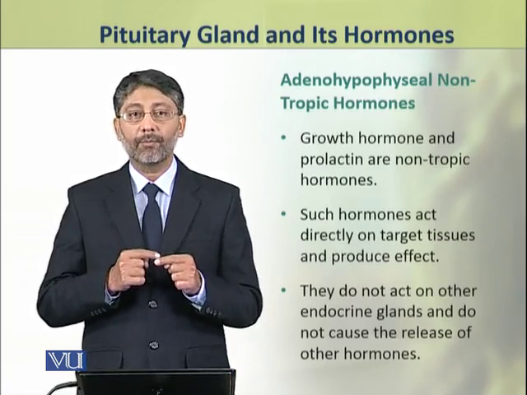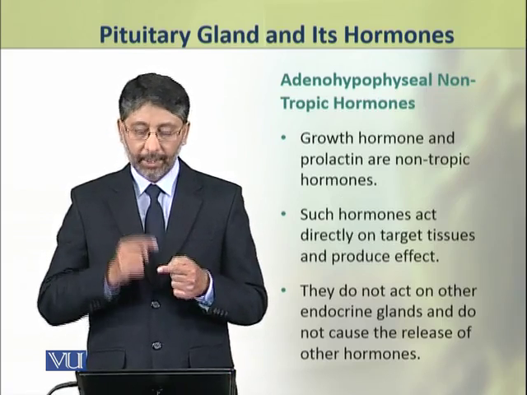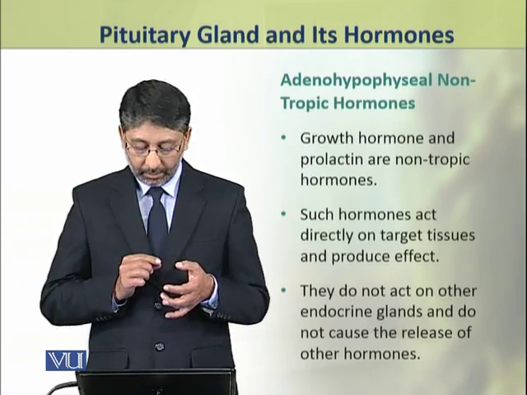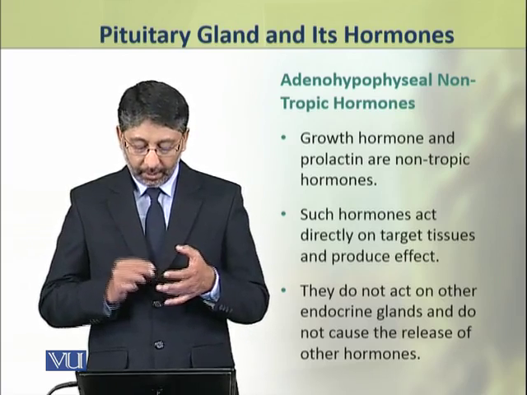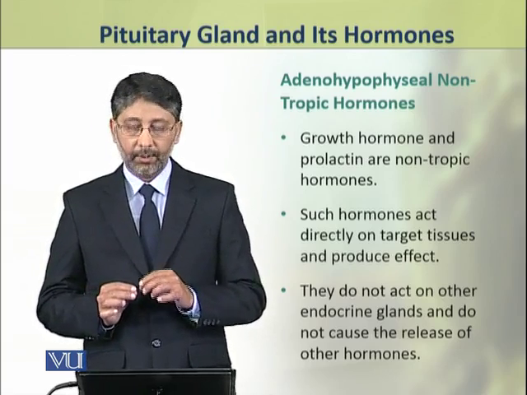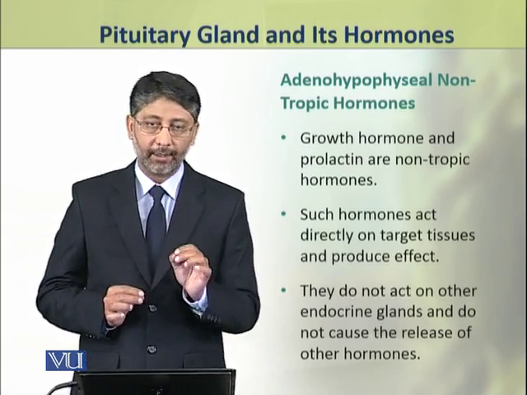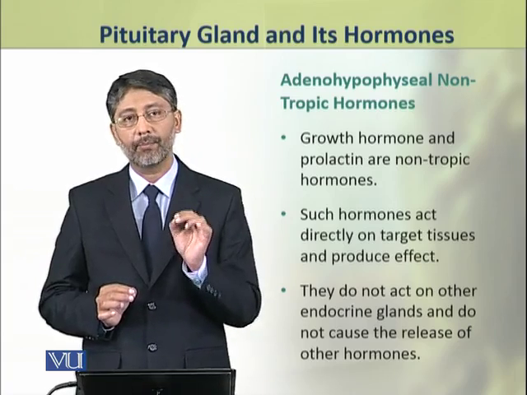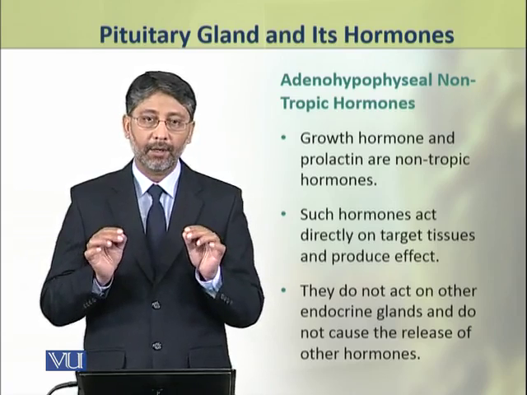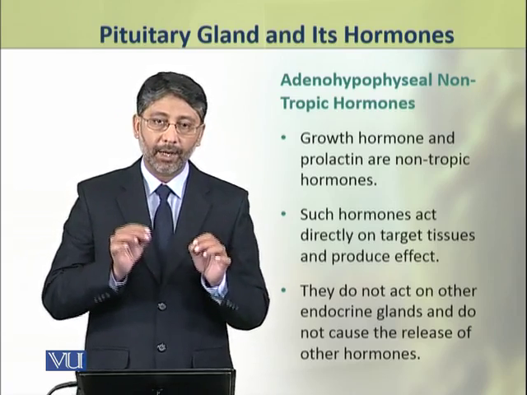The other 3 hormones of adenohypophysis, that is growth hormone, prolactin, and MSH, are non-tropic hormones. Such hormones act directly on their target tissues and produce effect. They do not act on other endocrine glands.